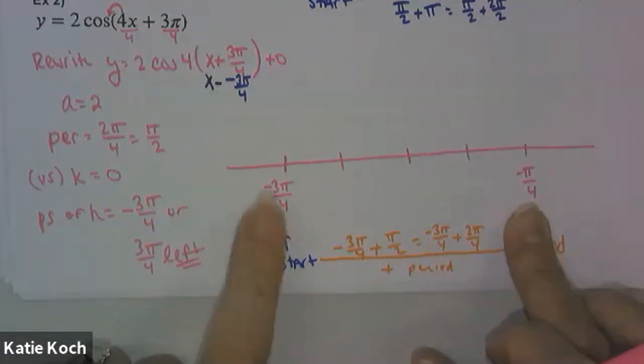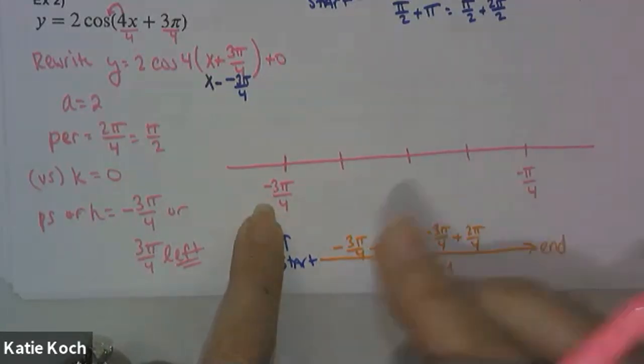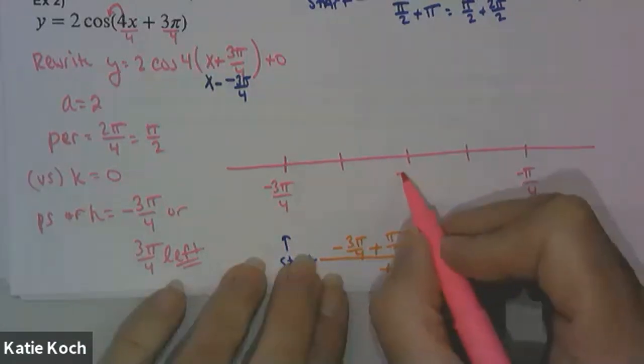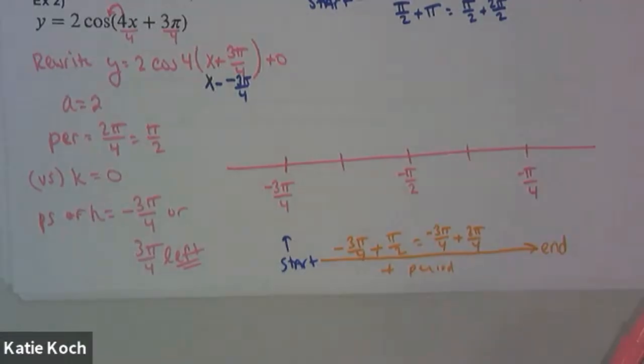Okay, when I add negative 3 pi fourths and negative pi fourths, I get a negative 4 pi fourths, which is just a negative pi. And I'm going to cut it in half to get negative pi over 2. So you have to average them, so you add them and divide by 2.